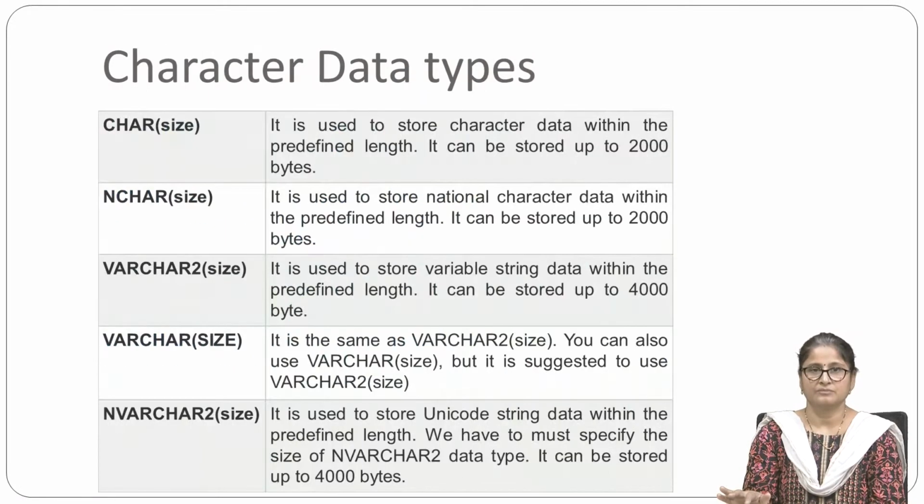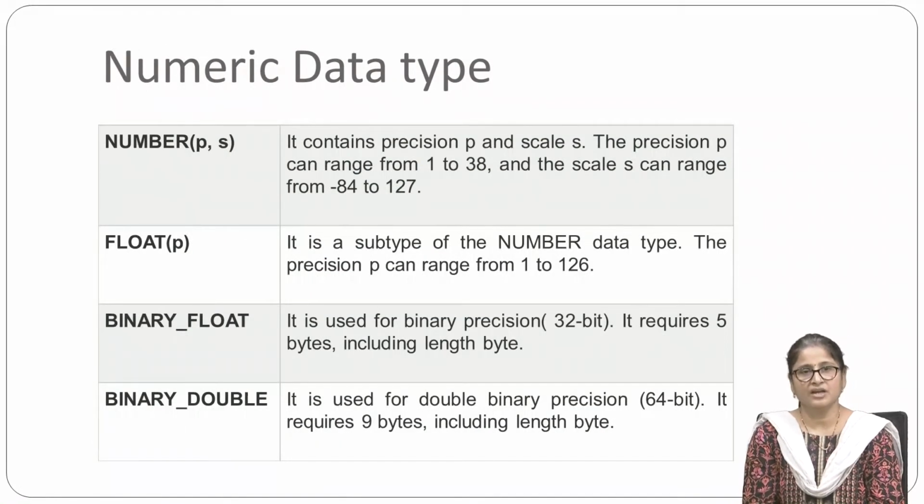Then when you are dealing with the number type, there are different data types that can be used. The first one is NUMBER. In the number type, it can contain the precision and scale. The precision can range from 1 to 38, so this much long a value you can hold by specifying the number. And the scale can range from -84 to 127.